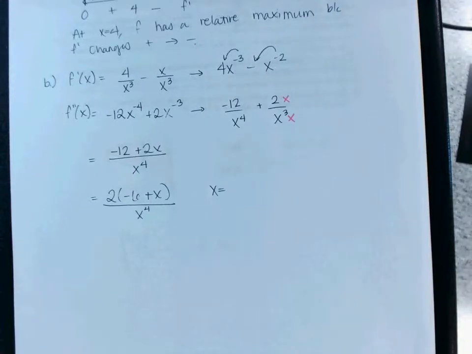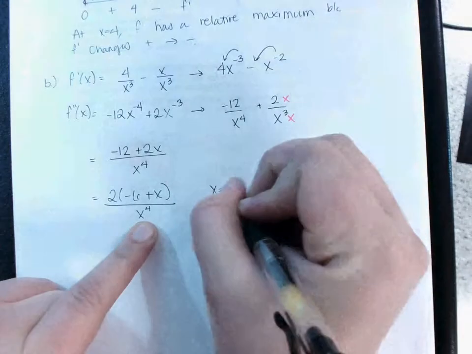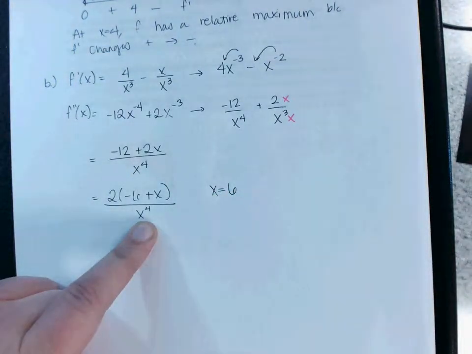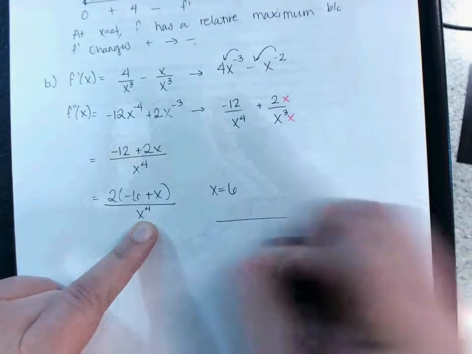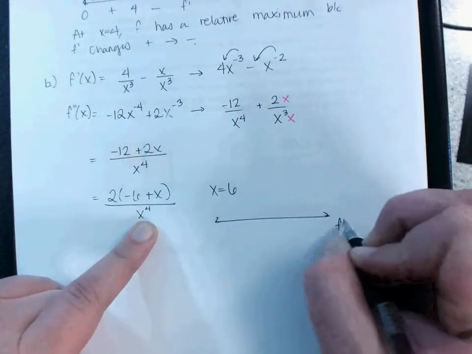Okay, refocus. Top, what's gonna make it 0? 6, and then remember that off the bottom, I would normally pick 0, but not because they said x greater than 0. So 6 is my only number. Set up your line test.